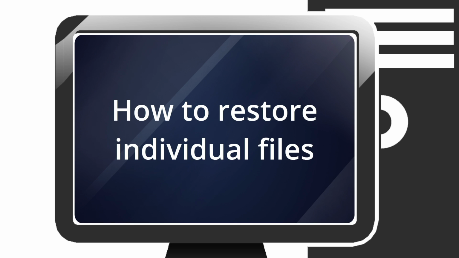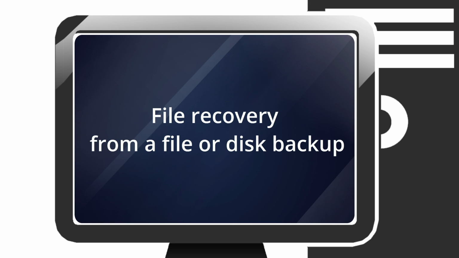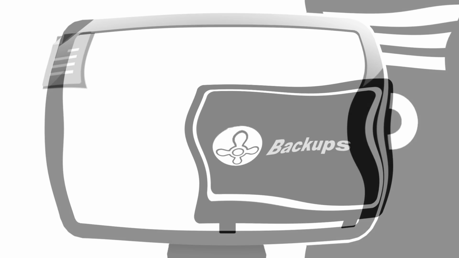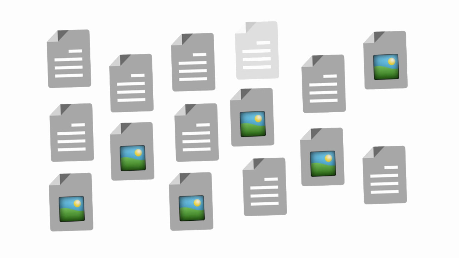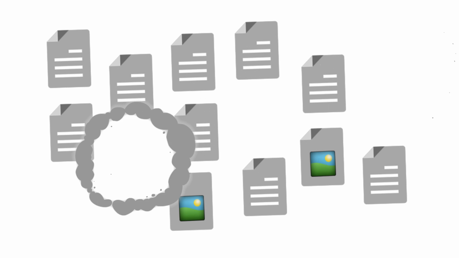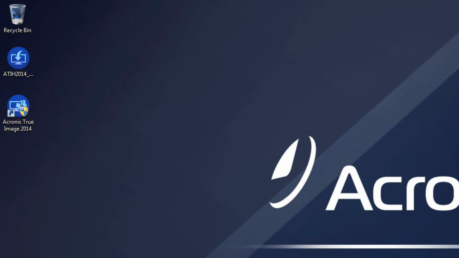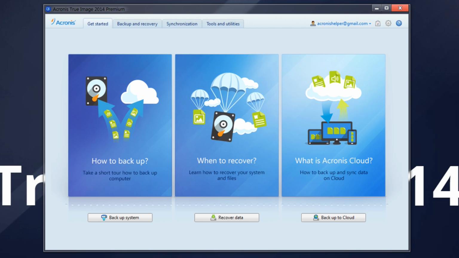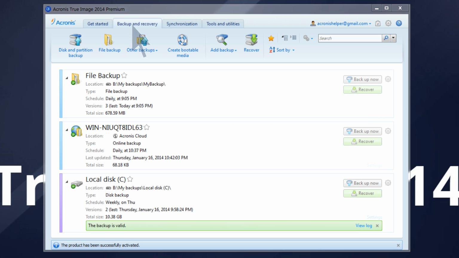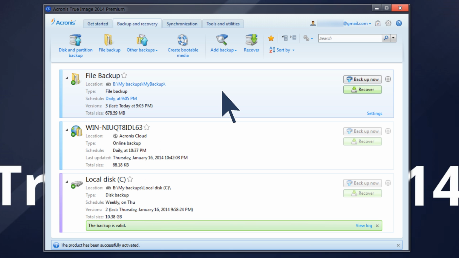How to restore individual files. File recovery from a file or disk backup. We will show you how to restore individual files as well. For example, you have deleted or lost some of your family pictures. To recover files and folders, start Acronis True Image 2014. On the Backup and Recovery tab, find the backup which contains the files or folders you want to recover. Then perform one of the following. To recover data from a file level backup, click Recover on the corresponding box.